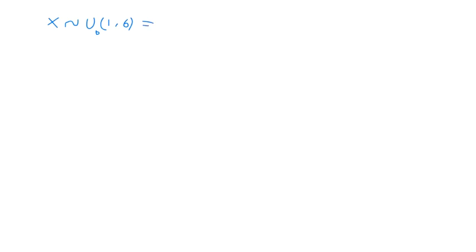What this means is that I have the same probability of X being 1 as X being 2, and so on, until I can generalize like this, right?